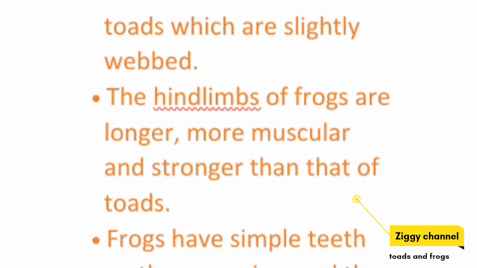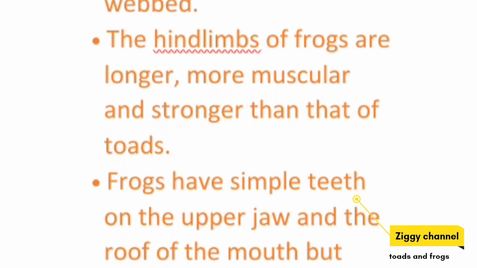Frogs have simple teeth on the upper jaw and the roof of the mouth, but toads lack teeth in the mouth. The digits of the forelimbs and hind limbs of frogs have rounded tips, while those of toads are pointed.